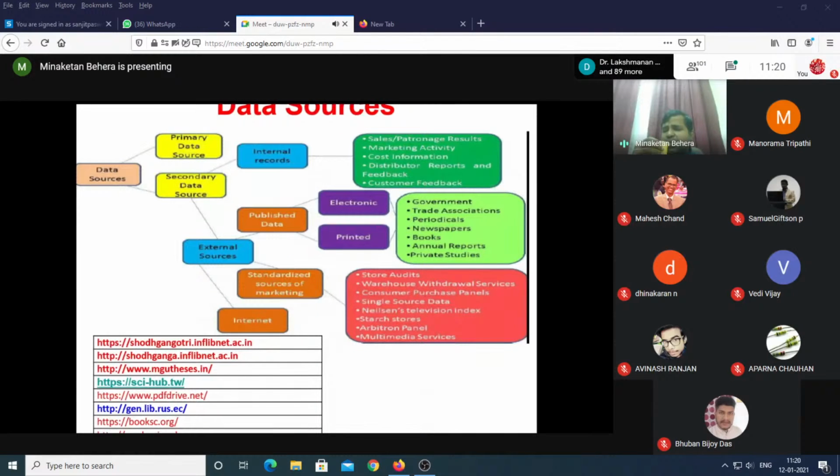Now remember one thing. If you go for these secondary data sources, there is an internal record. Internal means suppose you are working on a particular company. In that particular company, in that internal audit, there are different parameters, different indicators, different data sources available, or in a particular agency. Then if you go for external, that is already published in the public domain in electronic format or in print.